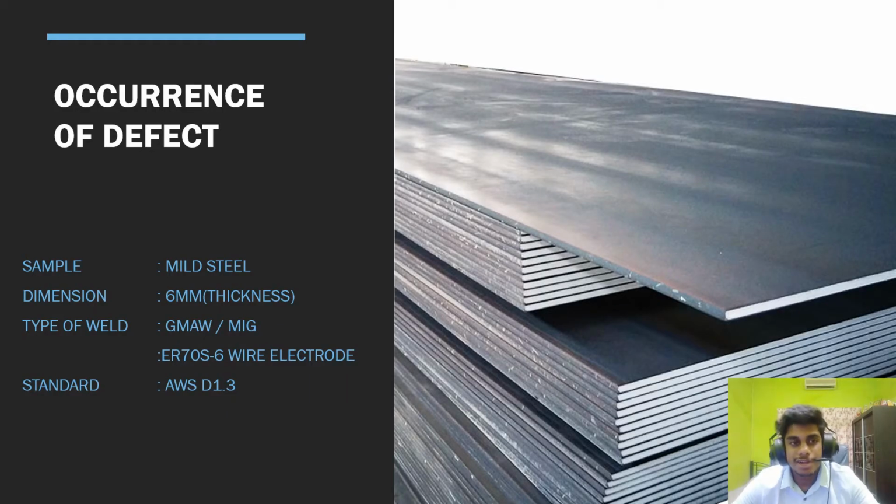Okay, so for now, we're going to talk about the occurrence of defects on the specimen, which is a mild steel with a dimension of 6 millimeter thickness, and the type of welding used in this case is gas metal arc welding with a wire electrode of ER70S-6, and the welding standard used is American Welding Society D1.3.